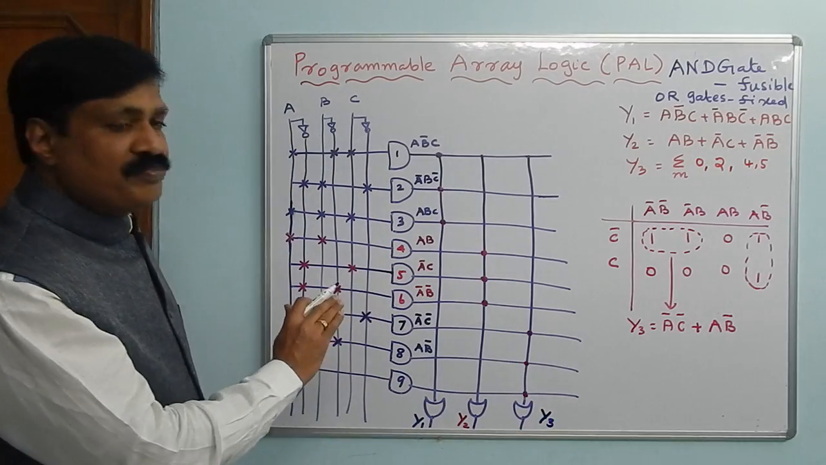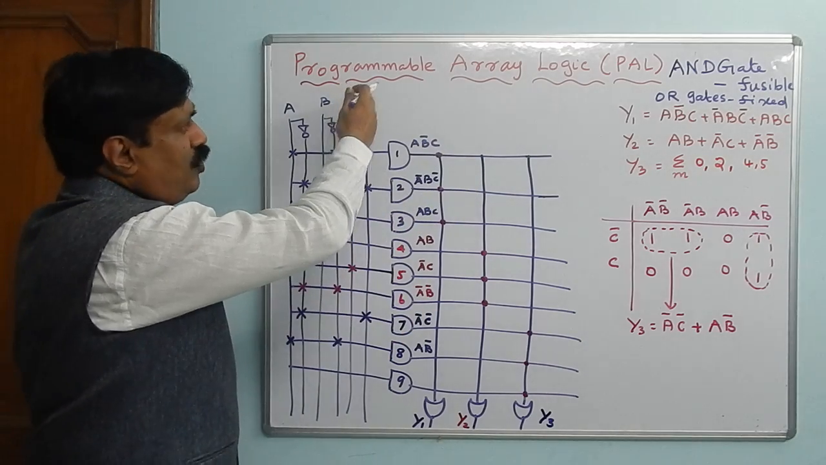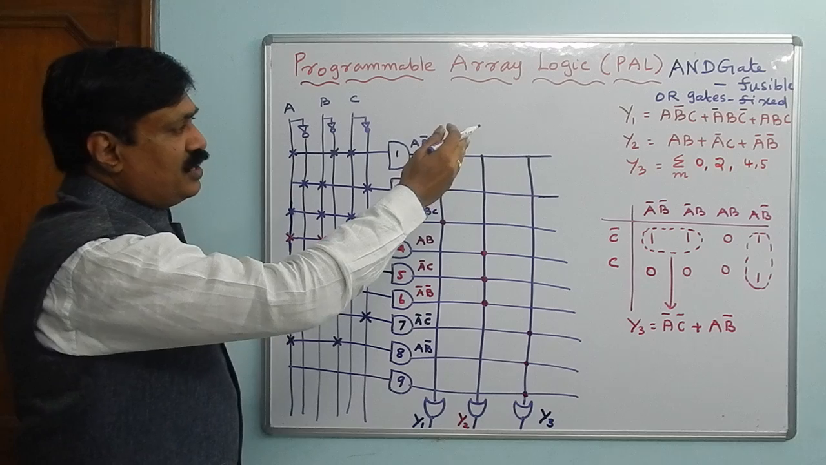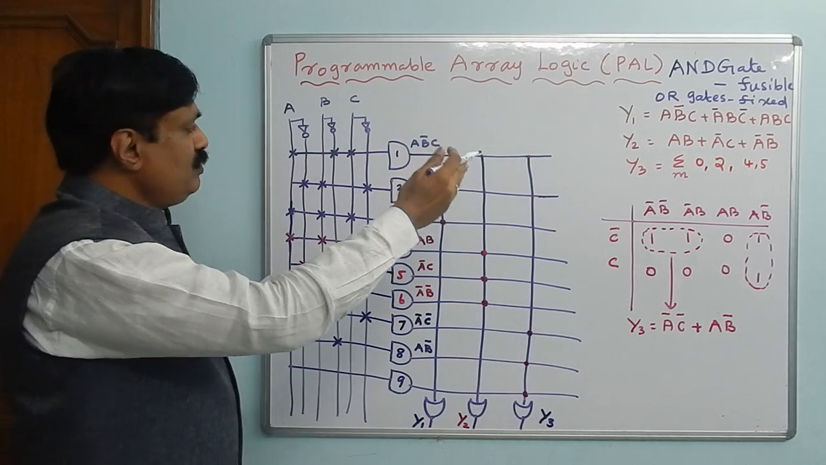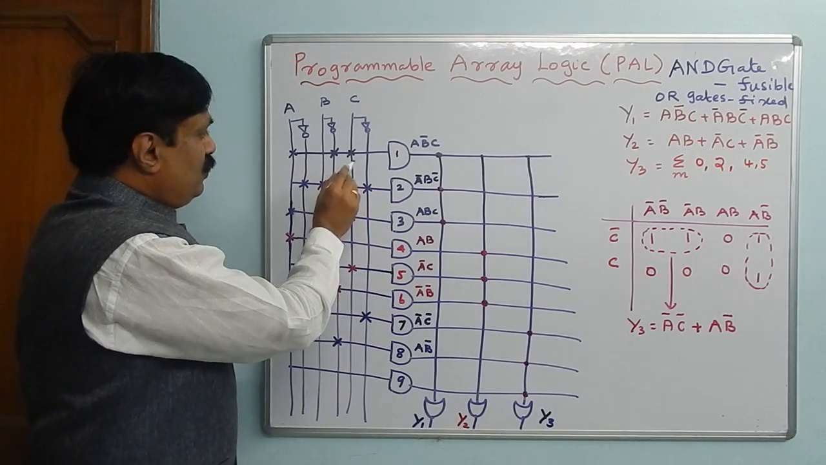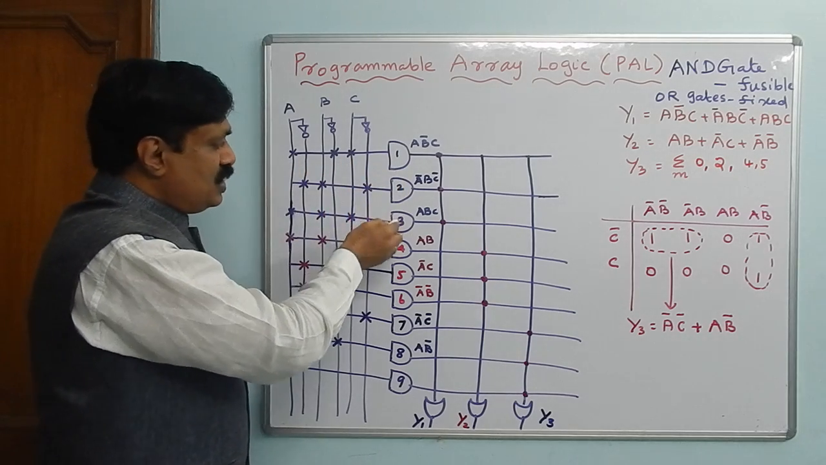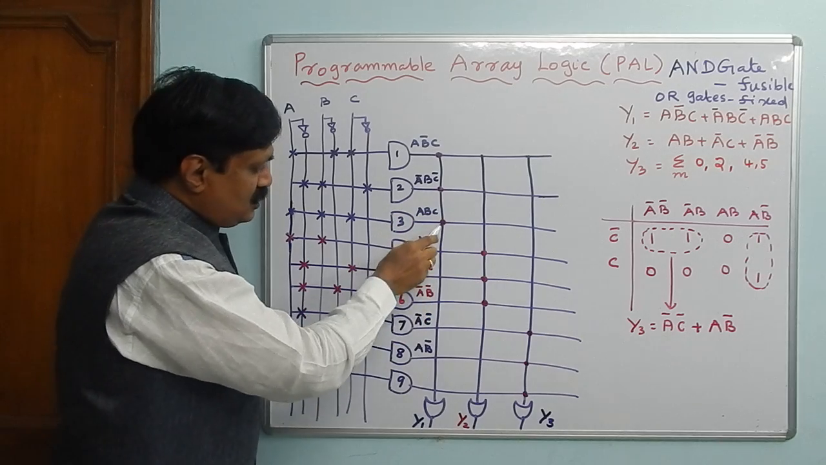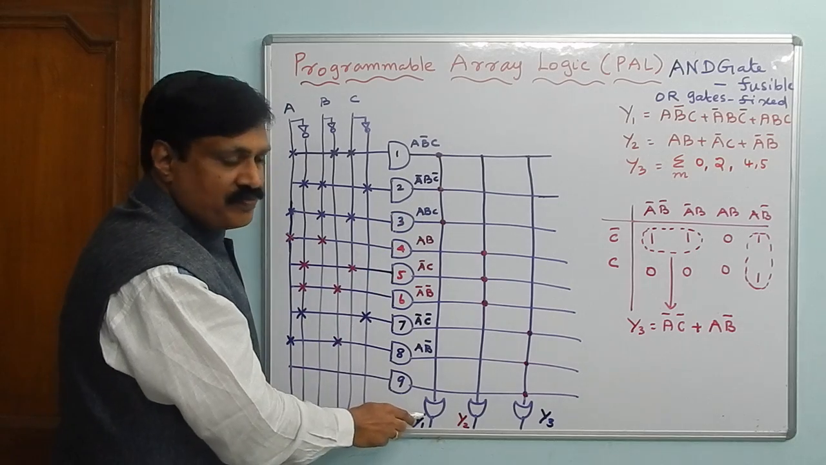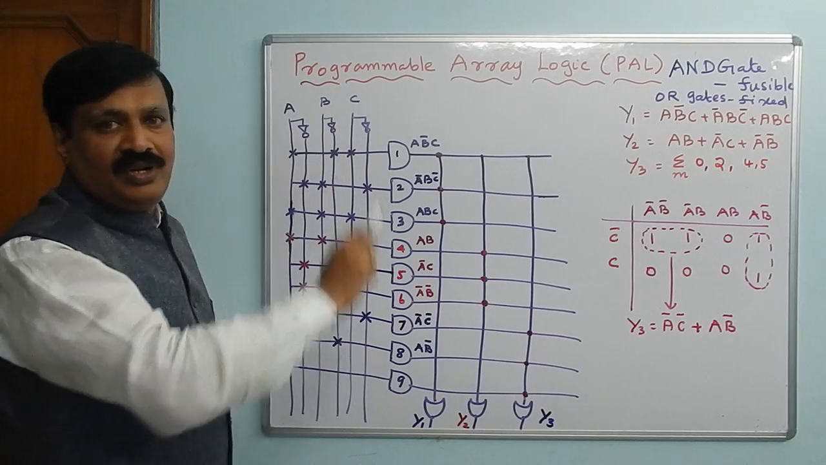Now this is the implementation of these three equations in a programmable array logic, PAL. It is a standard architecture, and we can implement any type of equation in this structure. Here these AND gates are fusible, therefore you can connect any variable or its complement to these three AND gates, and these three AND gates are connected to the OR gate. This is fixed because these three are fixed to here, and this is fusible. This is the structure of programmable array logic.